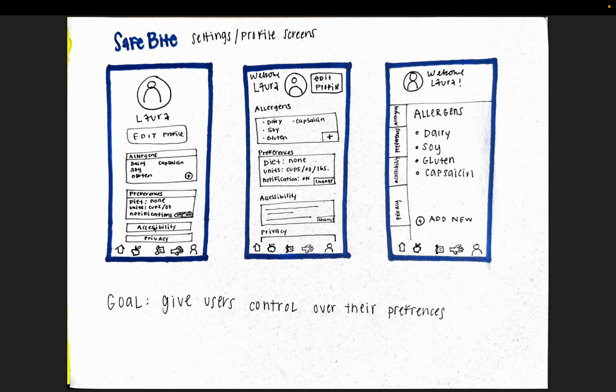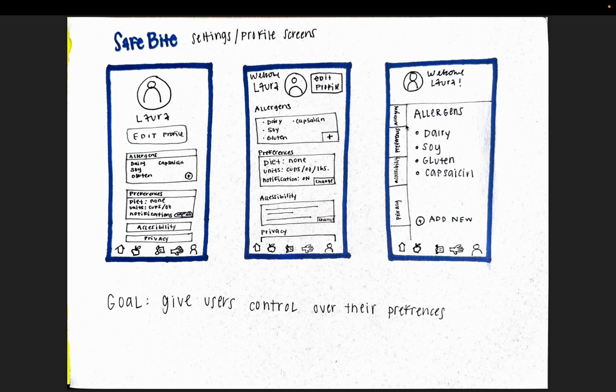And then a button where you can tab into accessibility settings and then privacy settings. And then I have this one open a bit bigger where you're going to scroll down. Again, our plus sign where we can add more allergens, preferences where we can change and edit these, same with accessibility, and then scrolling down, privacy would essentially be the same as the accessibility settings.